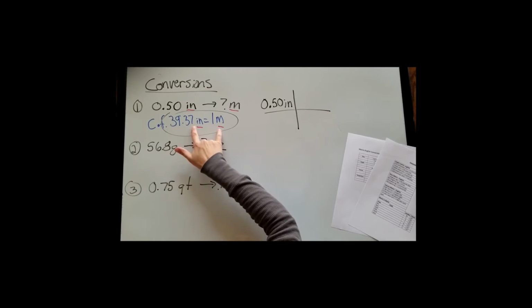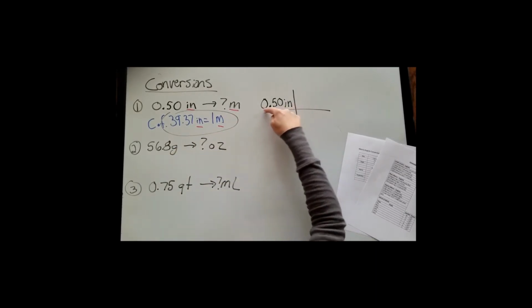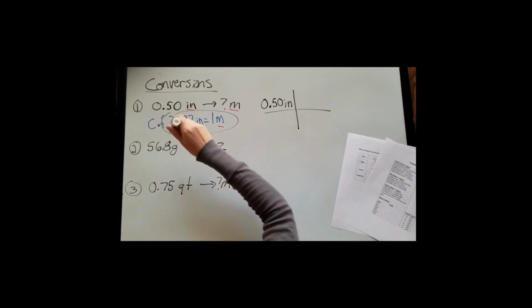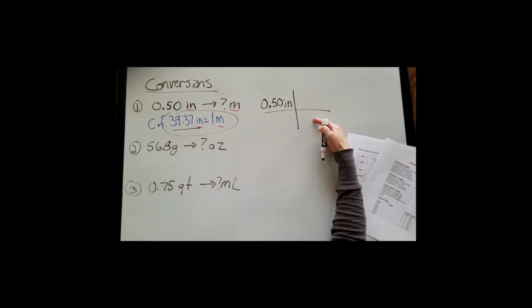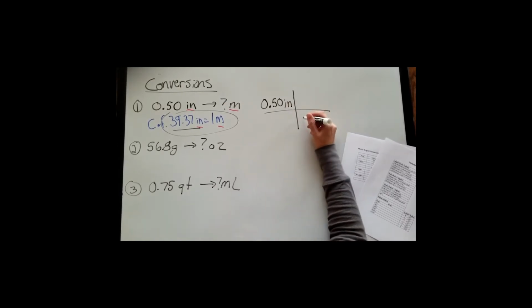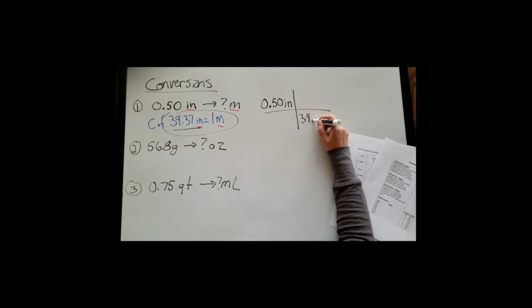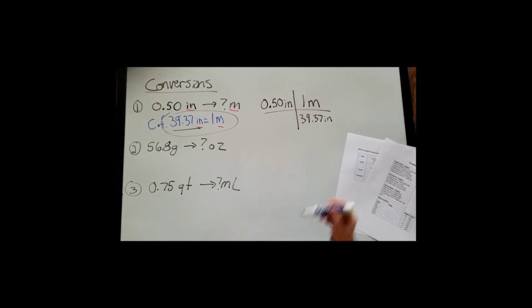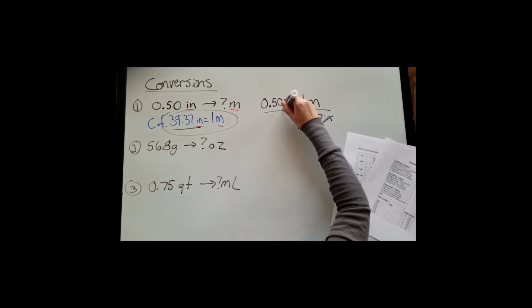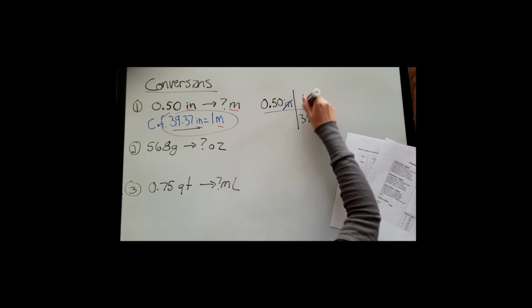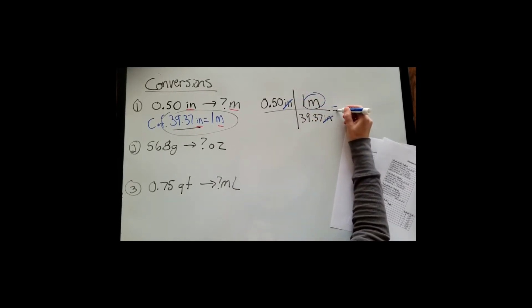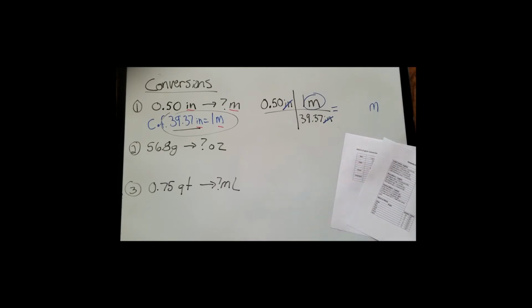Since inches is on the top, I want the inches portion of this conversion factor to go on the bottom. I need the inches to be on opposite sides of this horizontal line so that they cancel. So I'm going to put my 39.37 inches on the bottom. That's going to put my 1 meter on the top. Since the inches are on opposite sides of the horizontal line, inches cancel, and now all the units I have left are meters. So once I do this calculation, I know that my answer is going to be in meters.